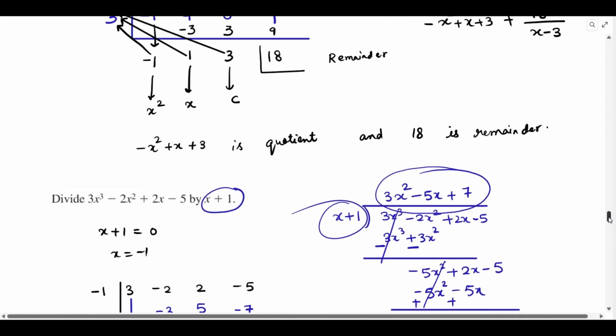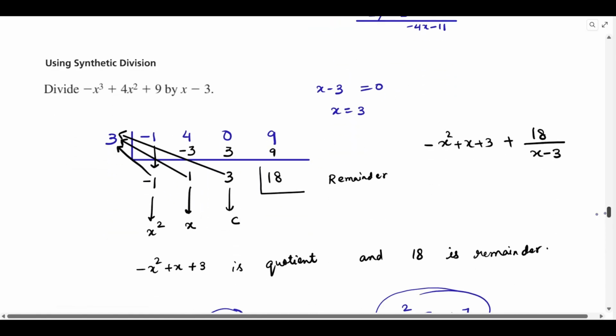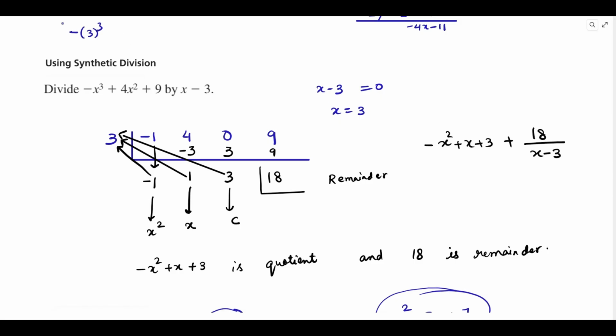Okay, so this was 4.3. Here you can also check. We divided here and got remainder 18. If I use the remainder theorem, x value is 3 here, minus 3 cube plus 4 times 3 square plus 9. 3 cube is 27, with the negative outside, so negative 27, plus 3 4s, 4 times 9 is 36, plus 9, which is 45, plus negative 27, which is 18. So you are getting the same remainder.